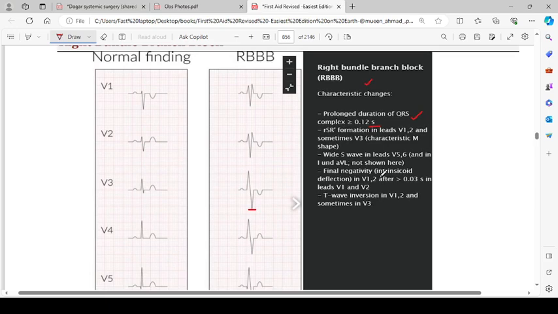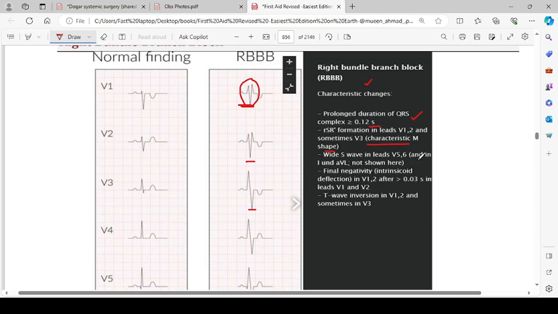Formation in the leads V1 and V2, sometimes V3, characteristic M shape. There's no M shape in V3, but in V1 and V2 there will be a characteristic M-shaped QRS pattern.